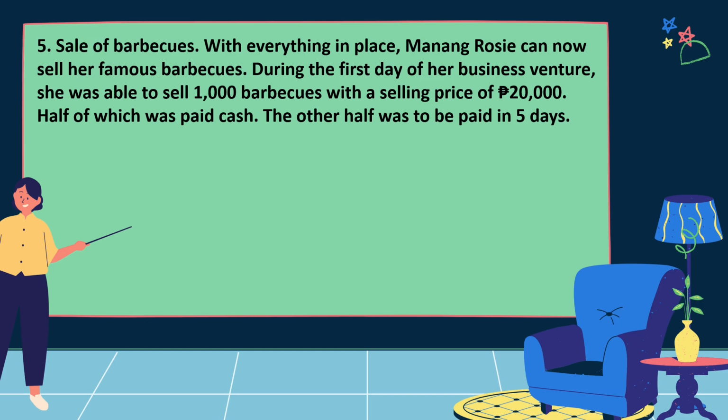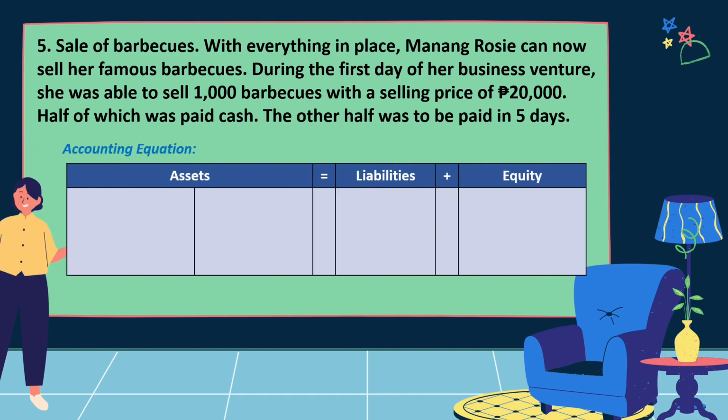Okay, sa last transaction, sale of barbecues. With everything in place, Manang Rosie can now sell her famous barbecues. During the first day of her business venture, she was able to sell 1,000 barbecues with a selling price of 20,000 pesos, half of which was paid cash, the other half was to be paid in 5 days. Sa accounting equation, we have assets is equal to liabilities plus equity.